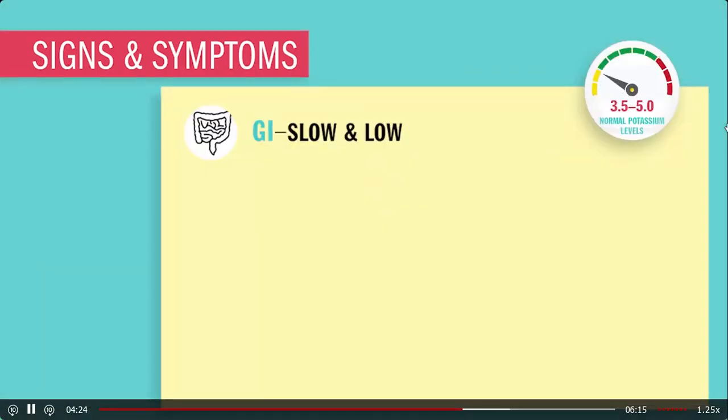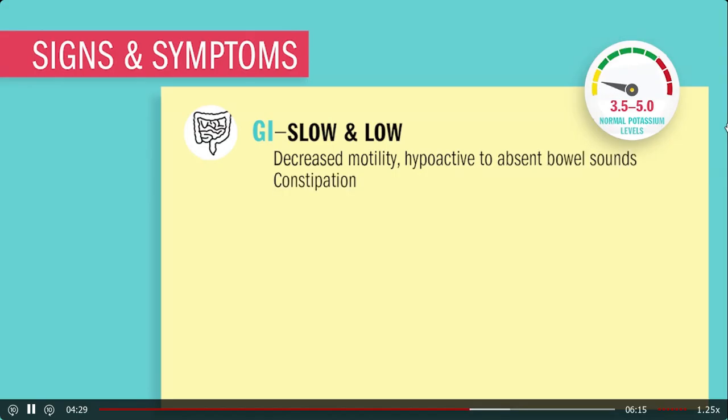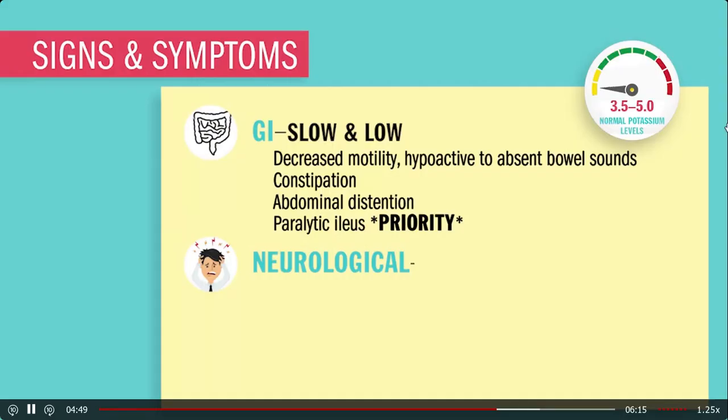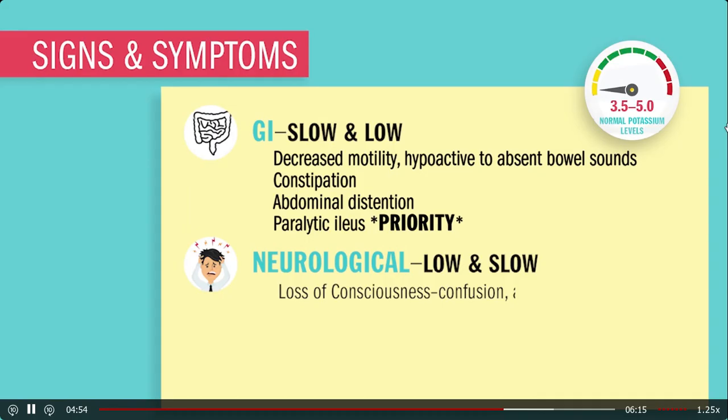The GI system will be low and slow, so decreased motility, hypoactive bowel sounds, constipation, abdominal distension, and even a big priority, paralytic ileus, which is a non-moving part of the small intestine that could lead to an SBO, a small bowel obstruction, and basically explode the intestines. Kind of like a fat kid getting stuck in a water slide. It's very, very dangerous.